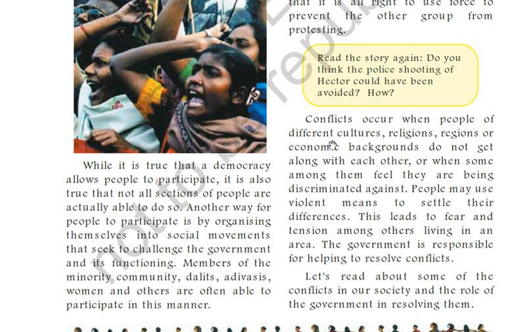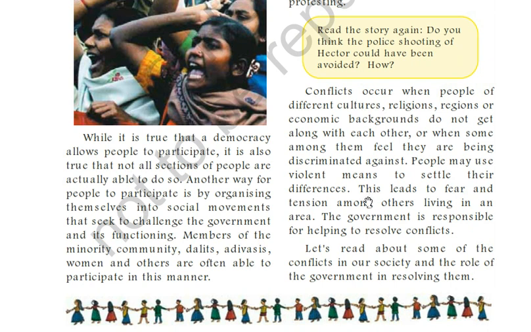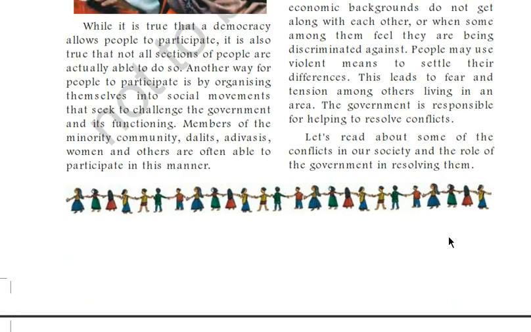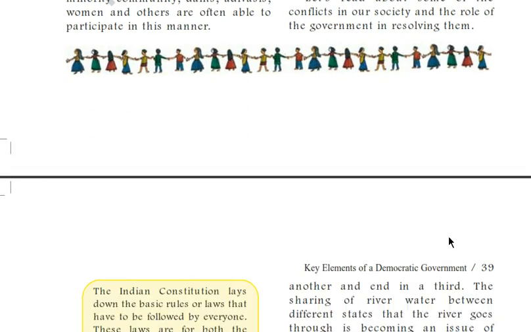Conflicts occur when people of different cultures, religions, regions, or economic backgrounds do not get along with each other, or when some among them feel they are being discriminated against. People may use violent means to settle their differences. This leads to fear and tension among others living in an area, and the government is responsible for helping to resolve conflicts. Let's read about some of the conflicts in our society and the role of the government in resolving them.